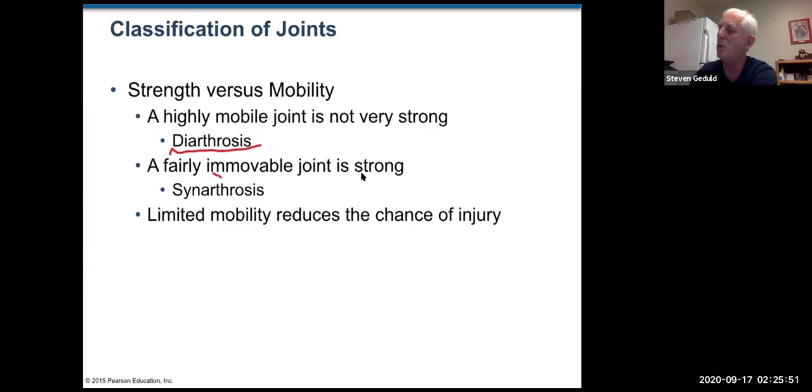So a fairly immobile joint is a very strong joint, like a synarthrosis. Limited mobility decreases the chance of injuring that joint, which makes sense, right? If it doesn't move, you're not going to injure it. If it moves around, there's a chance of injuring it.